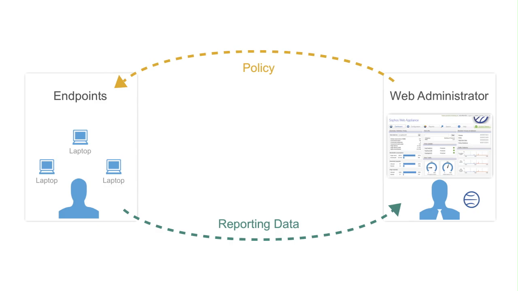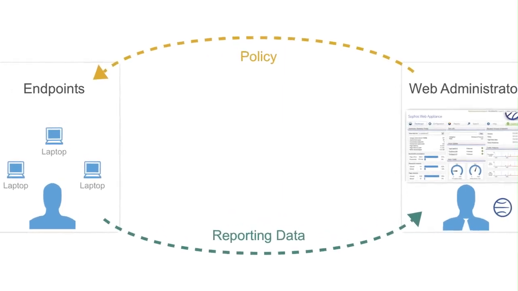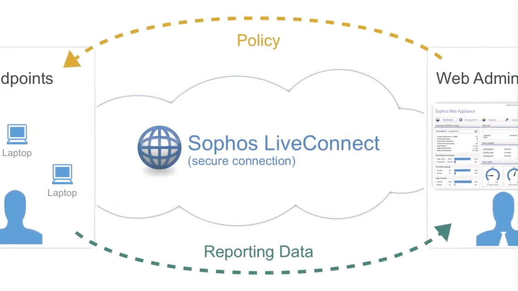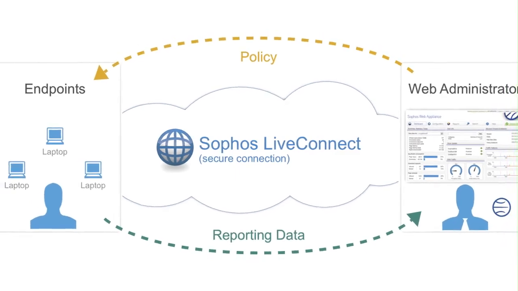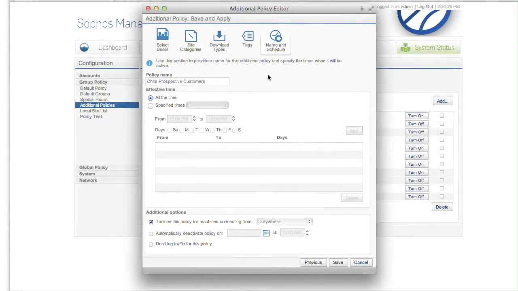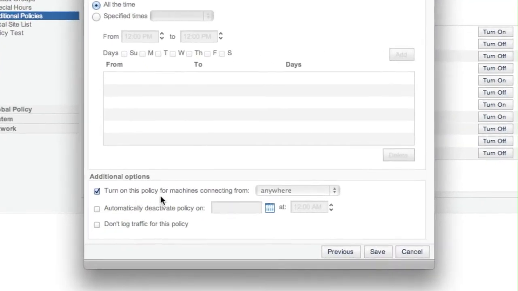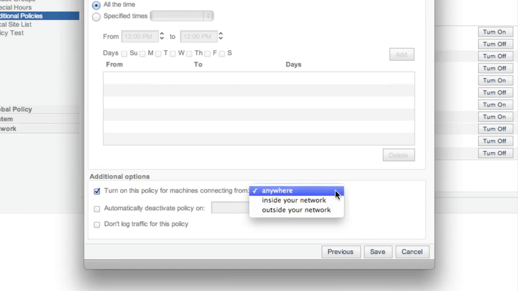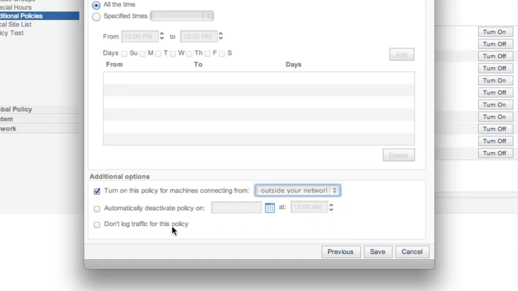The best part is you manage both your on-site and off-site users the same. This is made possible thanks to our Live Connect cloud service that keeps your off-site users connected for policy updates and transmitting reporting data just as if they're in the office. We even have location-aware policies. This way, if a user is roaming outside the corporate network, they can have a different policy. And what's more, you can also turn off logging for selected policies to give users privacy when surfing on their own time.